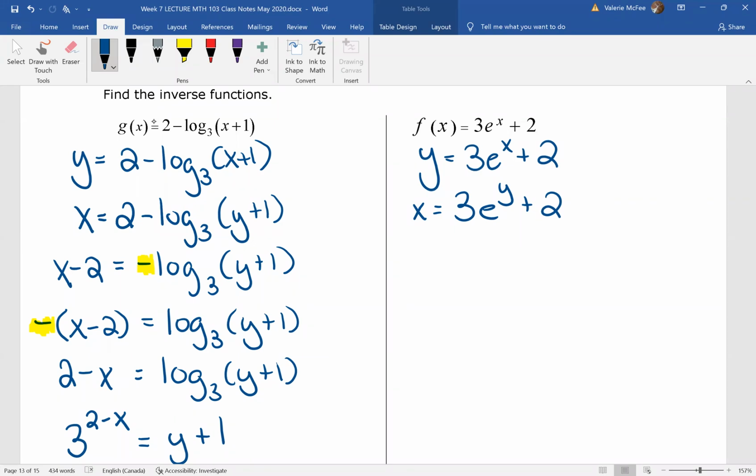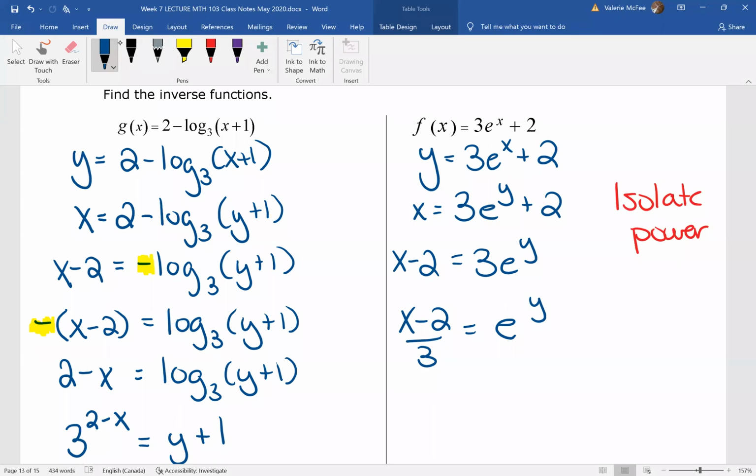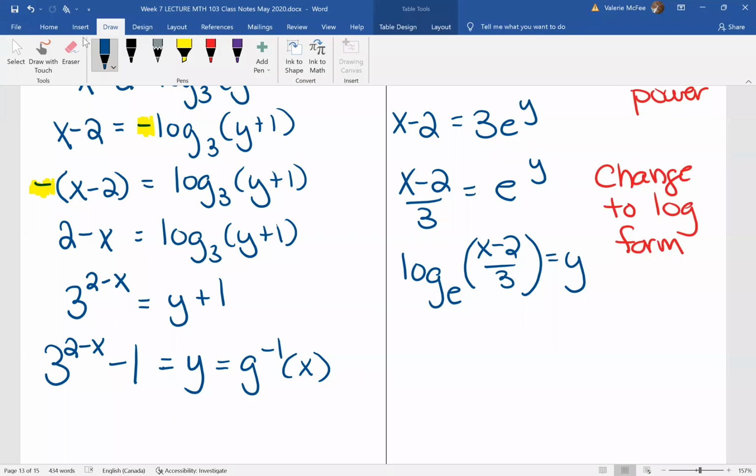And now we're looking for a logarithm. We're going to have to isolate the power. We subtracted 2 from both sides, divided by 3. Now we can change it to our logarithmic form. The bases are the same. We know that the answer to a log is the exponent, so it had to equal y. That means the argument was x minus 2 all over 3.